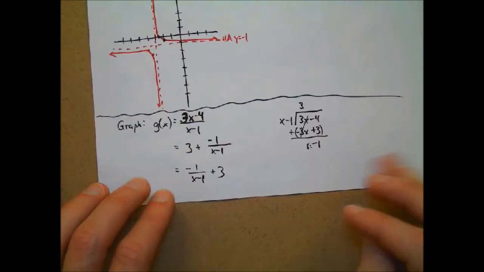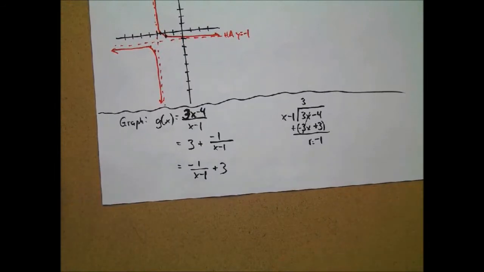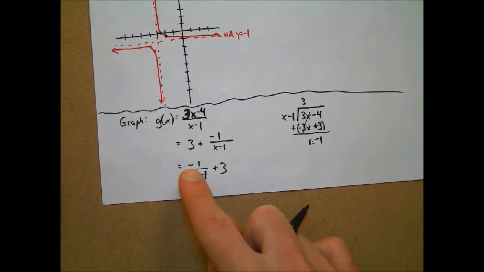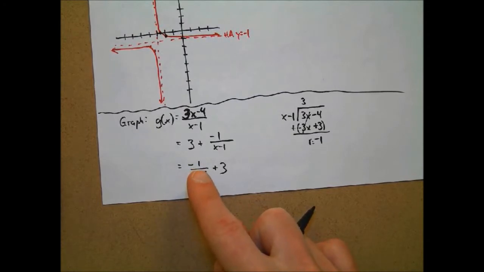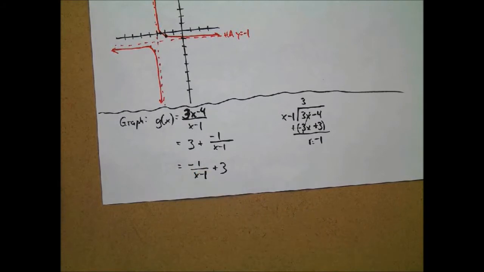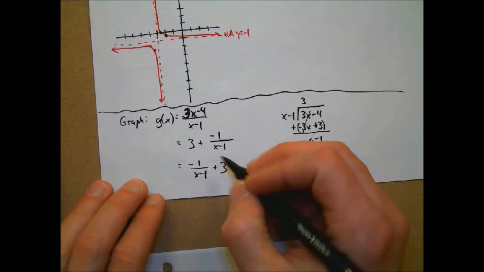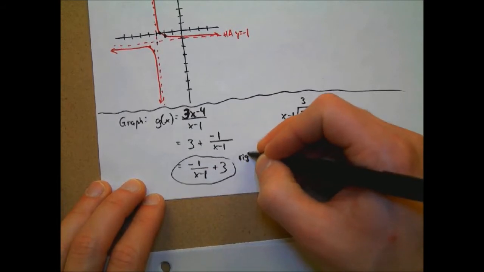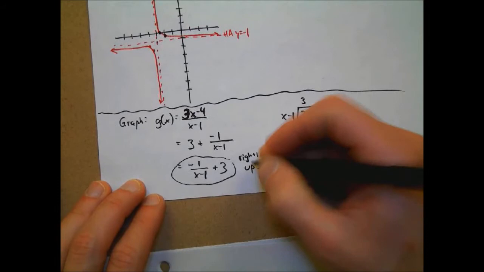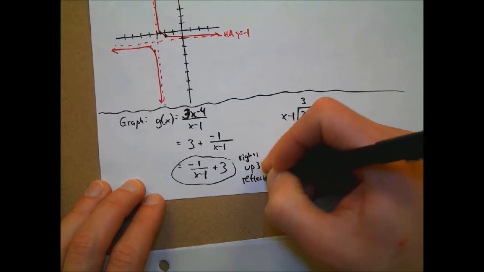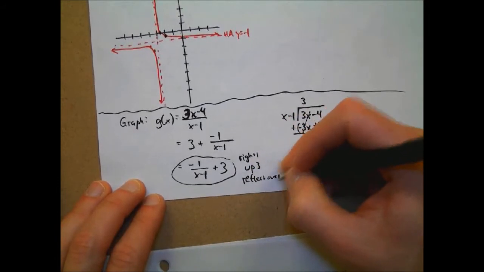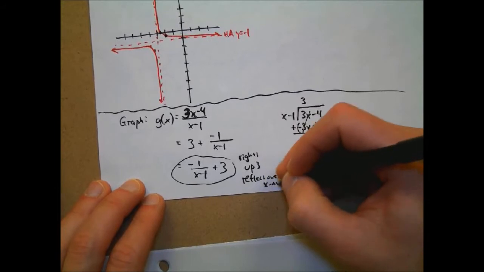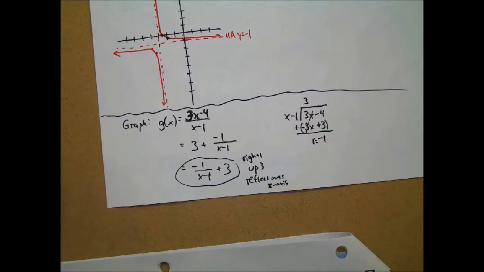okay, what kind of transformations do you see? What's that plus 3 going to do? Up 3. What's that minus 1 going to do? Right 1. What's that negative going to do? Reflect it over the x-axis there. Okay, so now we can graph that, right? Okay, so that's the idea there.